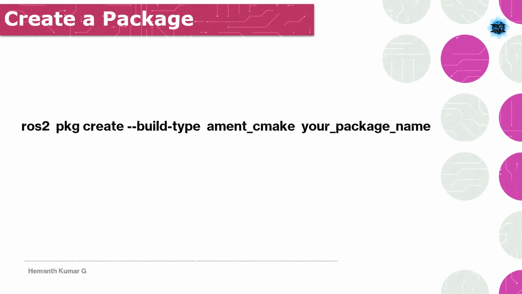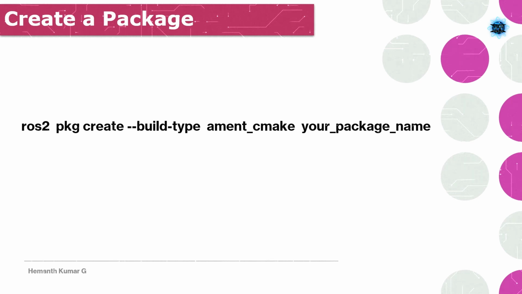If you want to build the package in Python, you can use ament_python. It builds the package in Python. Ament CMake is based on CMake and is part of the ament build system, which is the standard build system for ROS2. Next, coming to your_package_name.